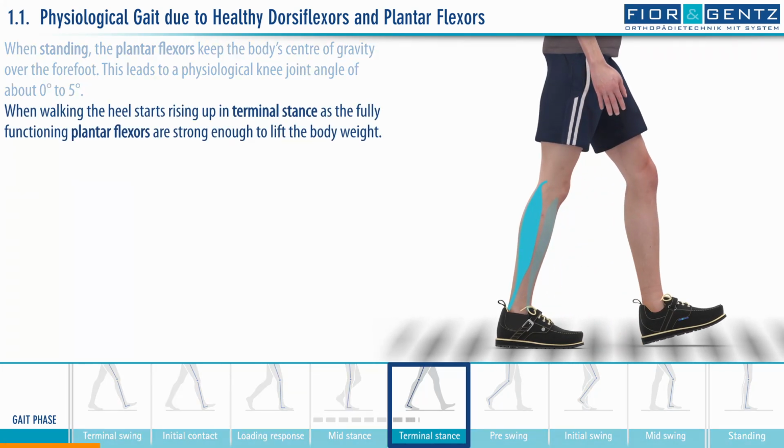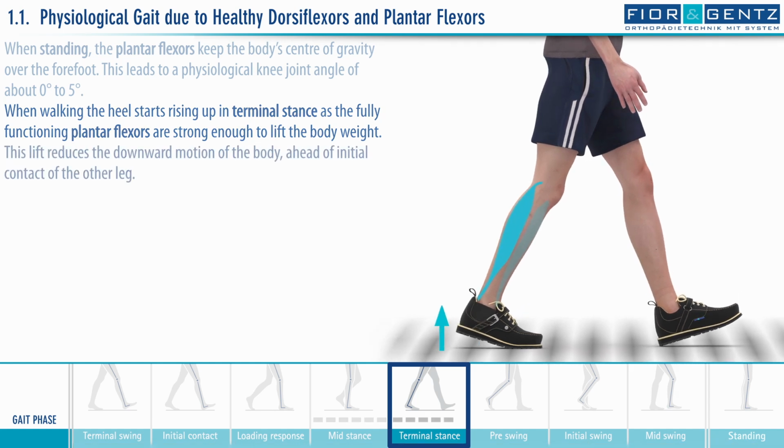When walking, the heel starts rising up in terminal stance, as the fully functioning plantar flexors are strong enough to lift the body weight. This lift reduces the downward motion of the body, ahead of initial contact of the other leg.